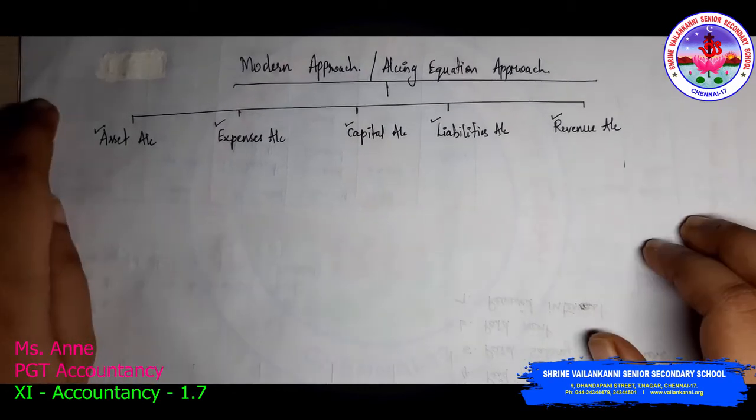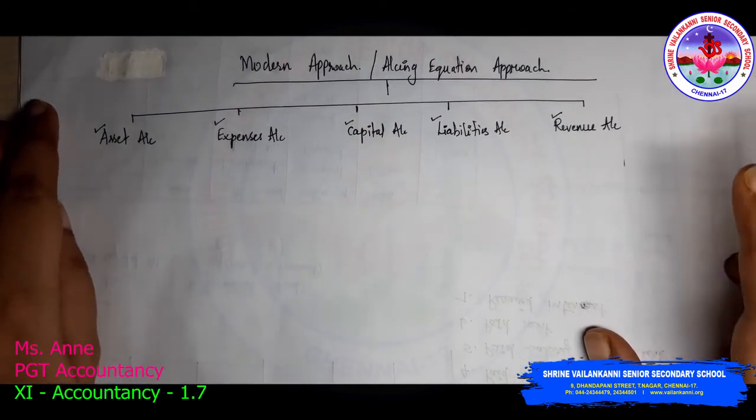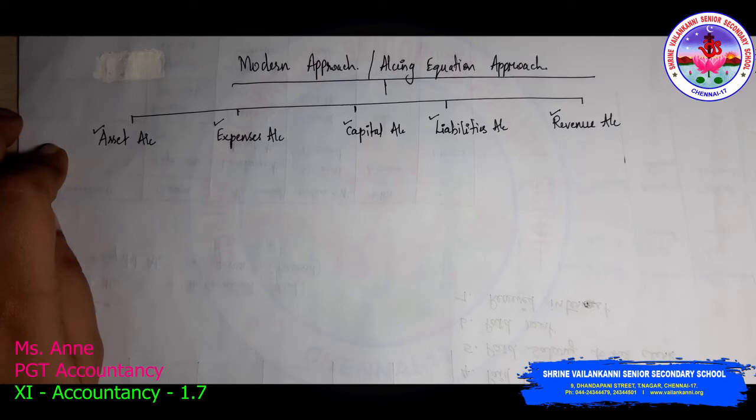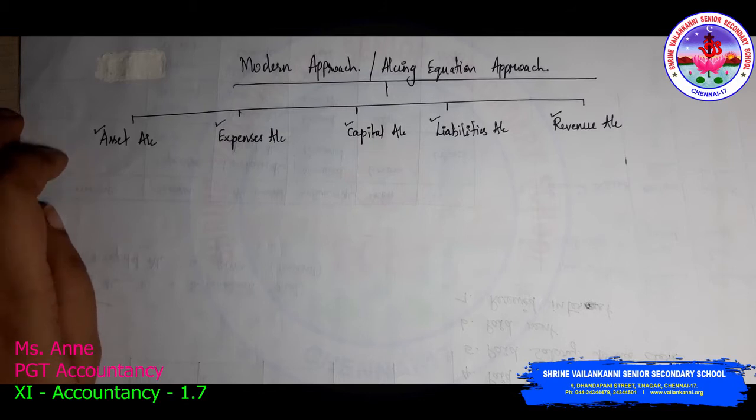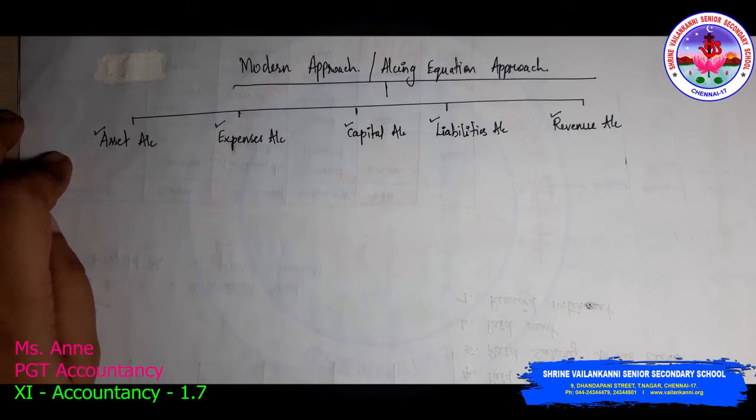This is very simple to understand, very easy to apply. Suppose you don't understand the traditional approach, you can very well apply this approach to find out the correct answer. So this works really well. But as an accounting student you should know both the approaches.